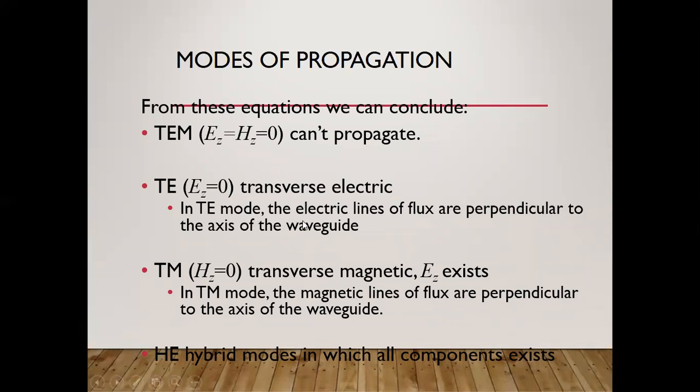So in the TE mode, the electric lines of flux are perpendicular to the axis of the waveguide. Similarly, in the transverse magnetic mode, the magnetic lines of flux are perpendicular. If we are talking about the TM, the magnetic field fluxes will be perpendicular. If we are talking about the TE, the electric fluxes will be perpendicular to the waveguide.